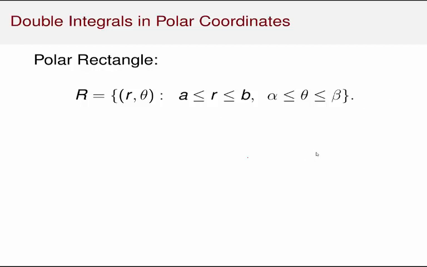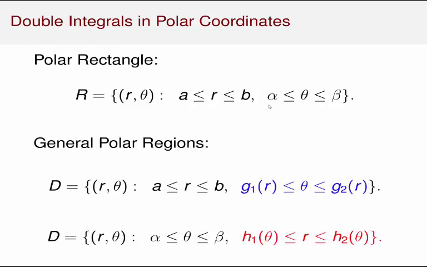Well, first, we can replace the lower and upper bound for theta by two functions of r, while the variable r is still bounded by two constants. Or we could replace the lower and upper bound for r by two functions of theta, while the variable theta is still bounded by two constants alpha and beta. Okay?